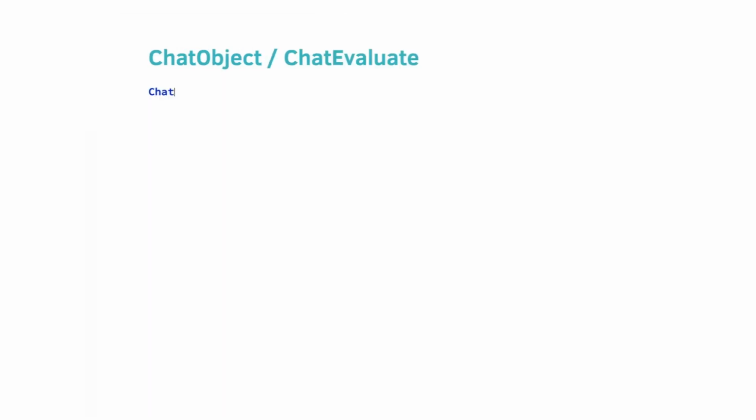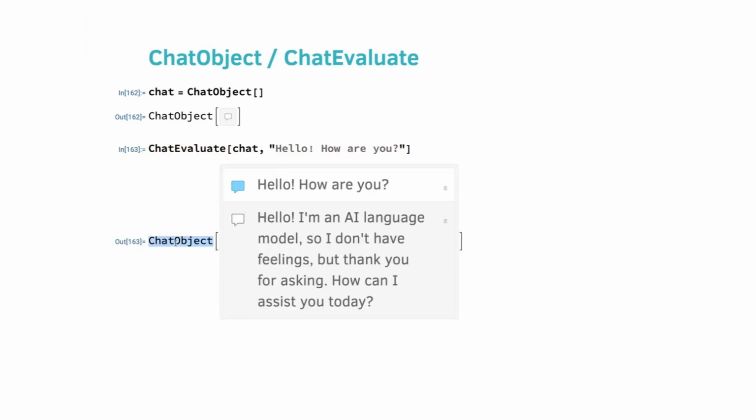So chat object is used to represent chats. Here we have an empty chat. And then we can use chat evaluate to post a message to a chat, and then get a response. So here I'll write chat evaluate. I'll give it the chat and I'll ask it, hello, how are you? Right, and now this returns a new chat that has my message added to it, followed by a message written by the model here.